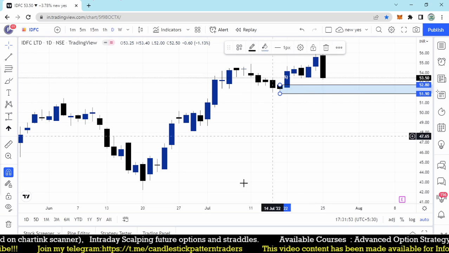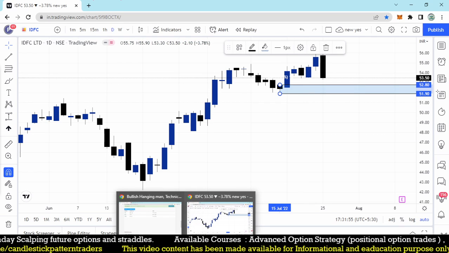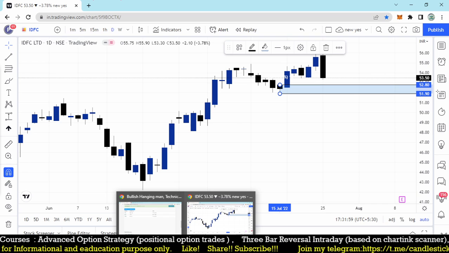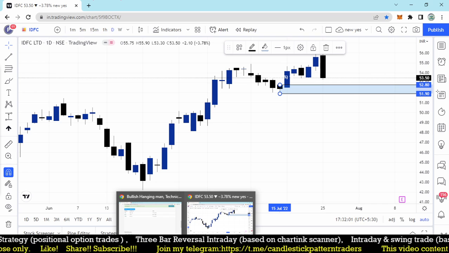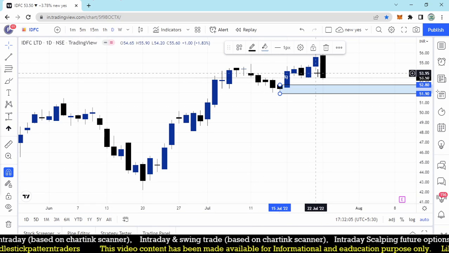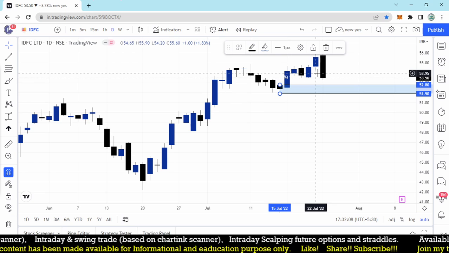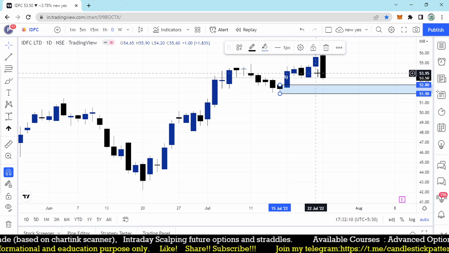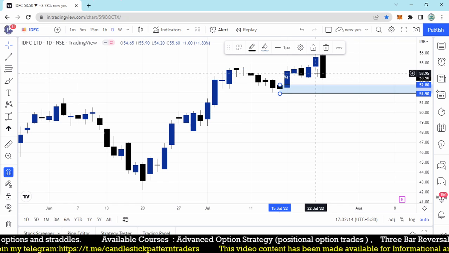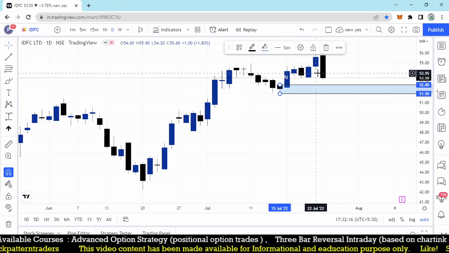So what was the entry point? Around 52.8, with the stop loss at 51.9, near about 90 paisa. Within 3-4 days, the market gave almost 56 rupees. That made around 55.90, somewhere around 3 rupees. With a risk of 90 paisa, it generates 3 rupees. Is it good? Yes. That was the scanner I'm going to create.